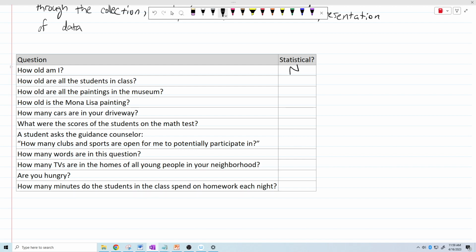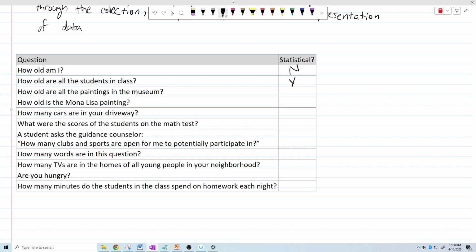Now, how old are all the students in the class? Okay, now we've got something potentially going on here. Depending on who you ask, some of you are 11 years old and so many months, some of you are 12 years old on the button, some of you are 12 and 7 months, and so forth. And so there's variation there. If you were to ask that question and record everyone down as having a certain age, you're going to get some variation. So yes, this is a statistical question.